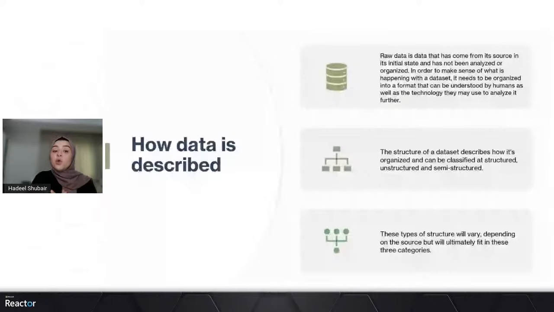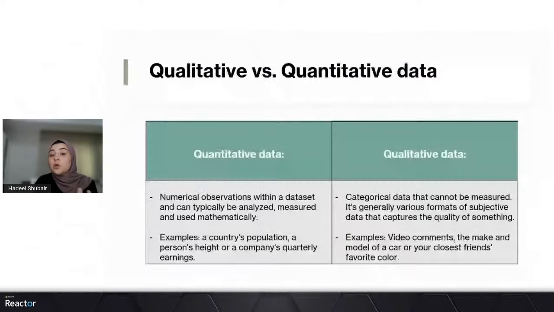Then we have what we call quantitative and qualitative data. So you might ask me, Hadeel, what is quantitative and what is qualitative, and what makes each different? Quantitative is just like its name, quantities. You are observing anything that is numerical within a data set, for example the temperature of a room, a country's population, or a person's height and weight.